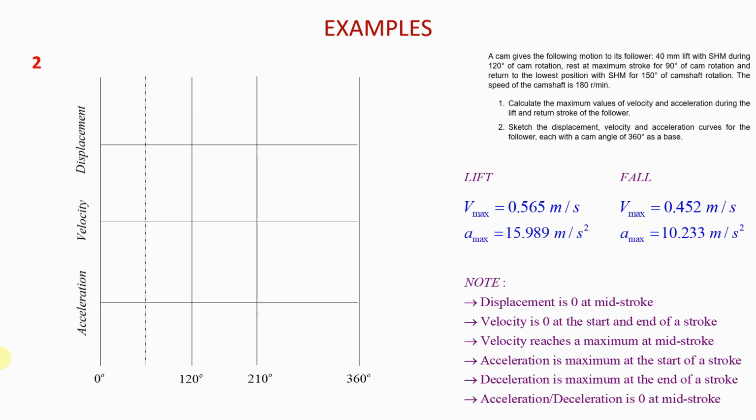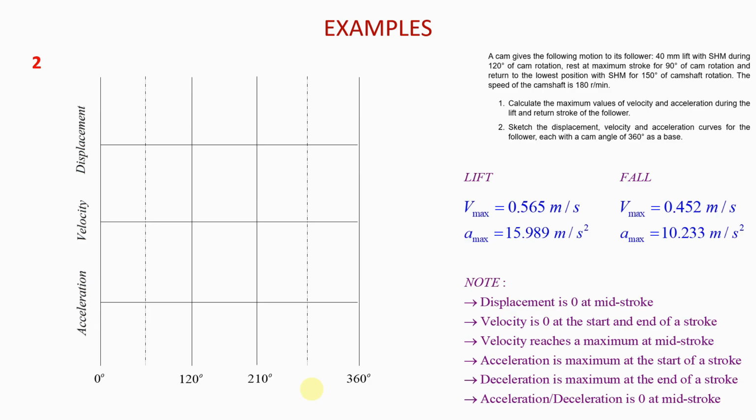And then we will also draw a line to represent the mid-stroke during fall. Between 120 and 210, for those 90 degrees, we know that the follower is dwelling, it is not falling. So it is falling between 210 and 360 for that 150 degrees, okay? And so if we draw a line for the mid-stroke while it is falling, that line will be somewhere there. You do not need to calculate the values for it. You can just draw it because this will help you in making the curves, okay?